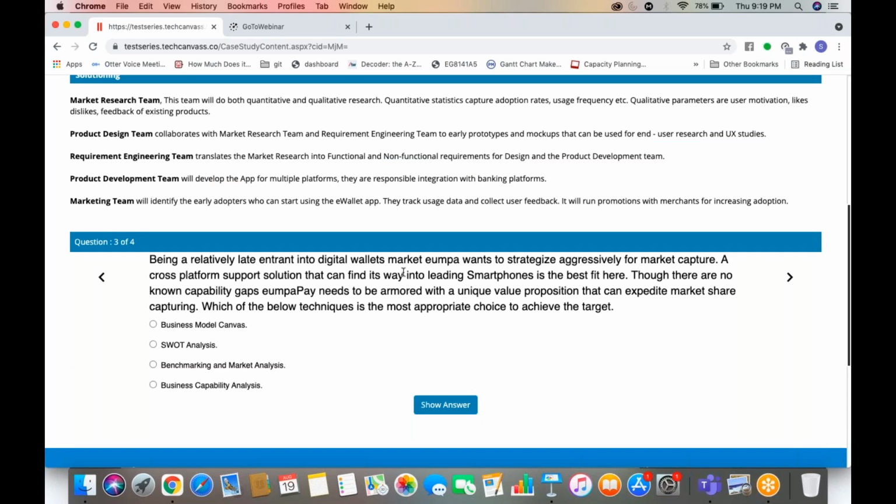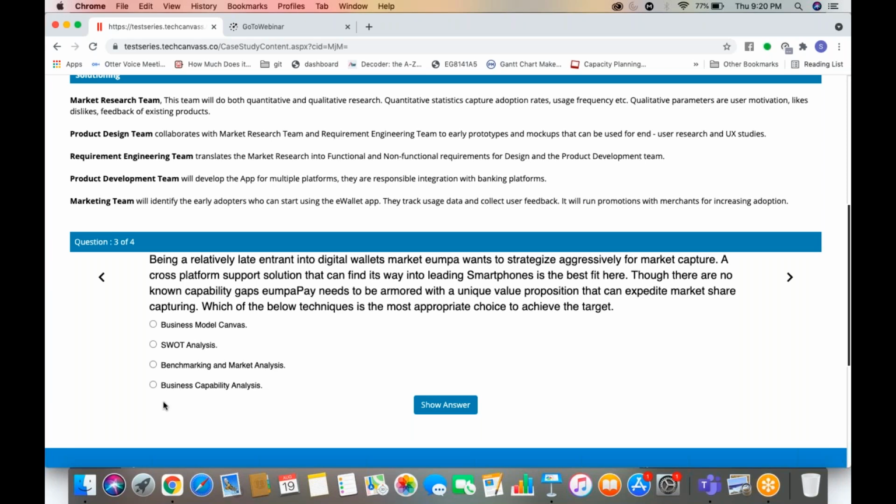Now you are reading it and it is all about capability gaps, and the very moment you see capability gaps, you will have to eliminate SWOT analysis and benchmarking. Either it can be business model canvas or business capability analysis, but I'm just going with a guess: business capability analysis. The system is saying that is a wrong answer. So you guys can find out what went wrong. Here the answer, you can see, is because of the BABOK 10.4.3 market analysis.